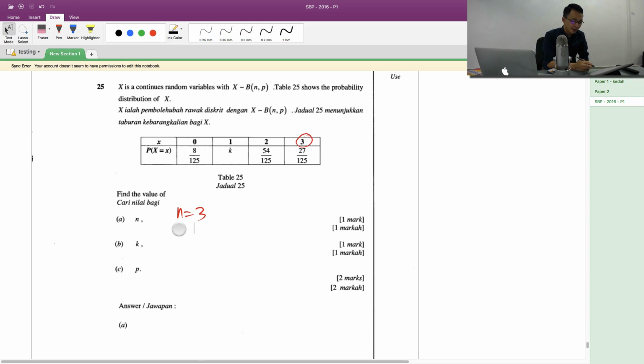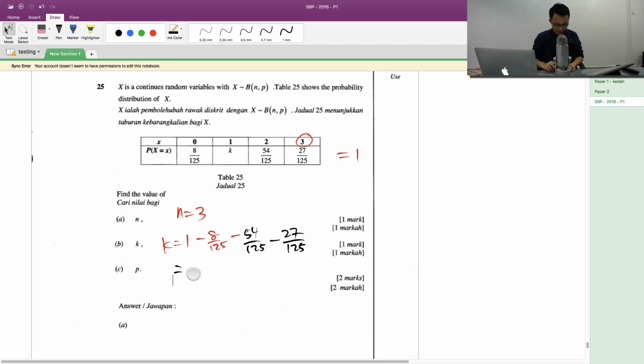Alright, k. In order to find k, we know the probabilities all summed together equal 1, right? So what I want to do is, in order to find k, I use 1 minus the rest. Minus this one, minus 54 over 125, not 55. I will minus 54 over 125. I will minus 27 over 125.